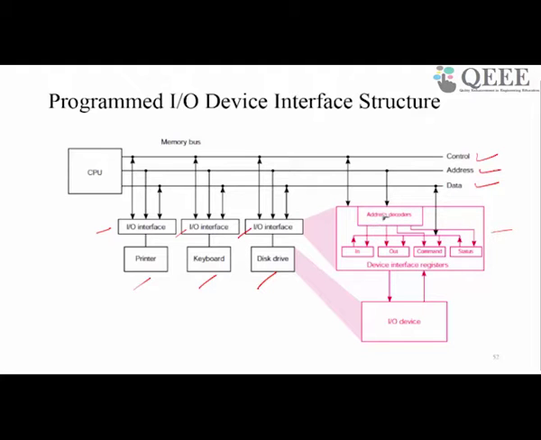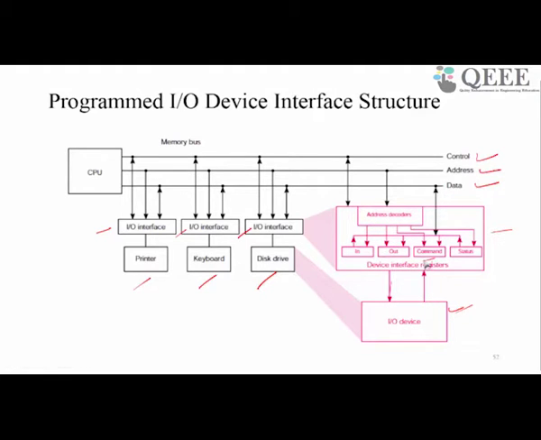It has an address decoder to decode the address that is being placed, to identify whether it is this IO device that is being referred to by the CPU. Then it has in and out ports for the interaction. If it is an input device, it takes the value through this input bus, or if it is an output device, it passes the value written by the CPU through this one.